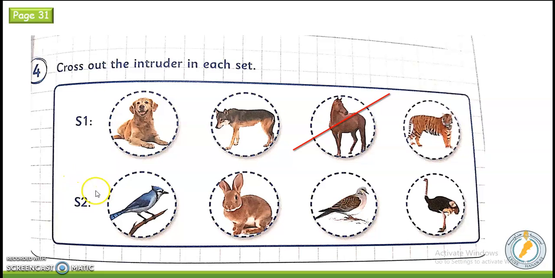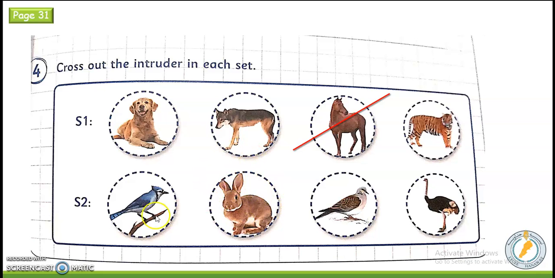Let's have a look at set number 2. The set number 2 is a little bit different. Here we have a group of birds. You see, we have three kinds of birds, and we have a rabbit. What's the difference here? How can we know which one is the intruder? As we all know, the birds, just like we saw the pigeon in the previous slide, they eat seeds, right? The birds here, we have three kinds of birds, they eat seeds.